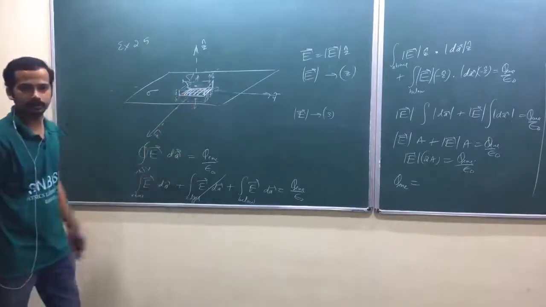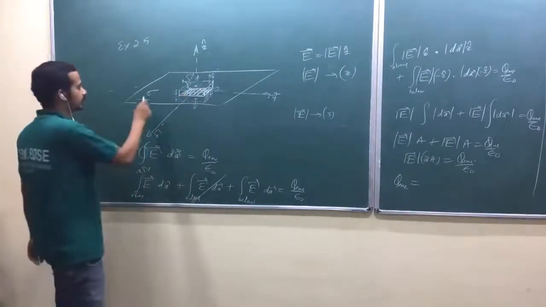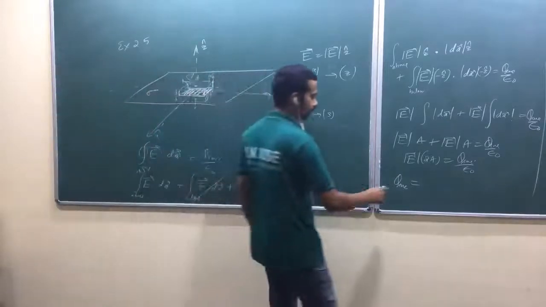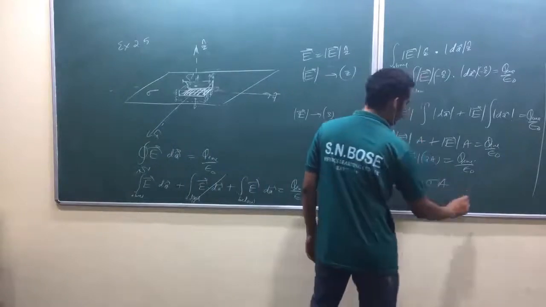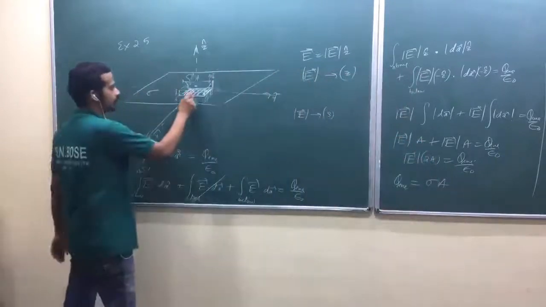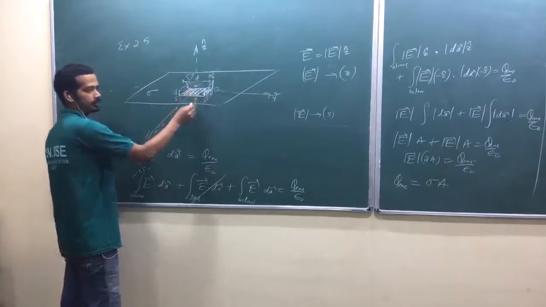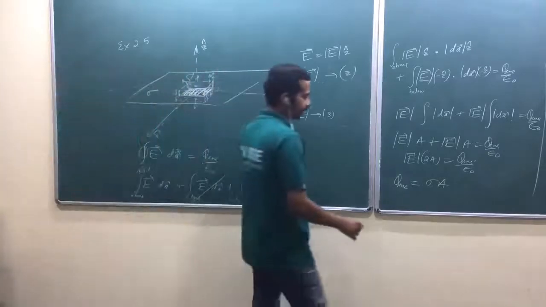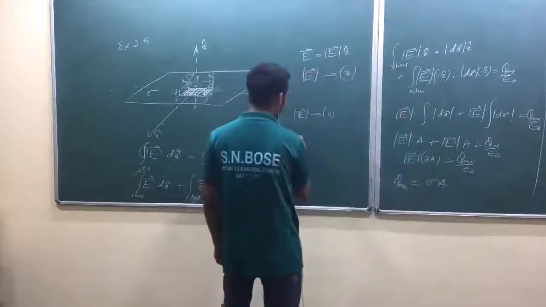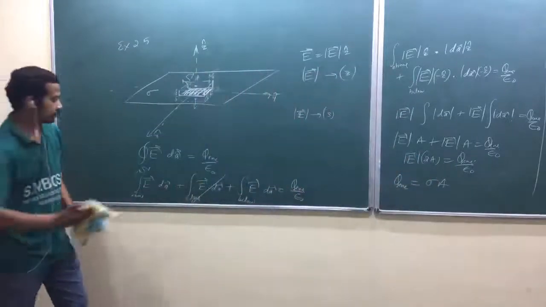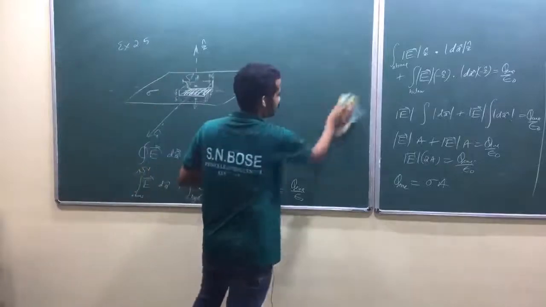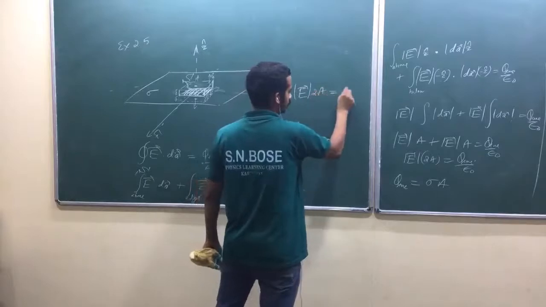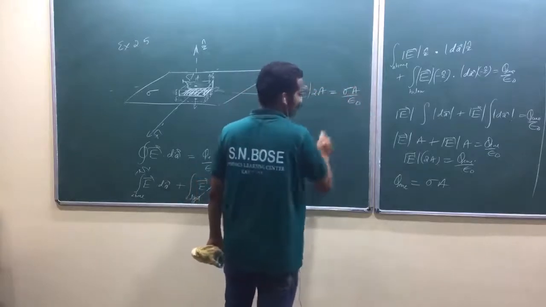Charge outside doesn't contribute here. Sigma is the uniform surface charge density. Am I right? So sigma into A. That's it. Is that okay? Q enclosed is equal to sigma into A. What is the area? Area is A again. Am I right? If this is A, this is A, this is A, the below one is A. Is that okay? Sigma into A. So when you substitute, look at here. Ultimately, your answer will be, can I write it here? Electric field magnitude into 2A is equal to sigma A by epsilon naught.